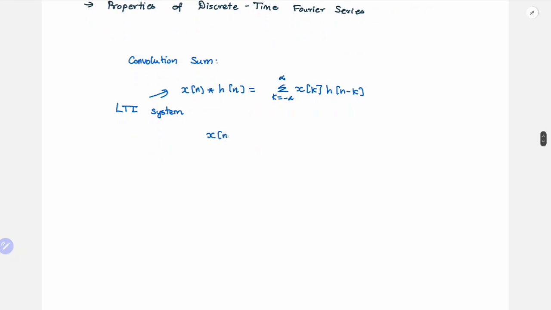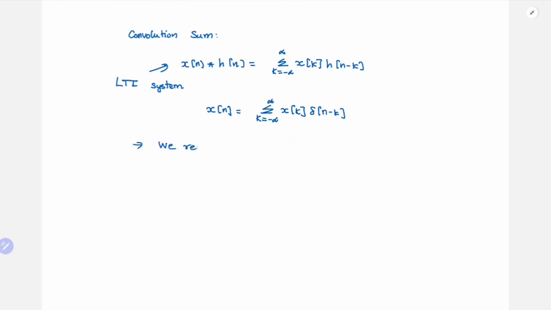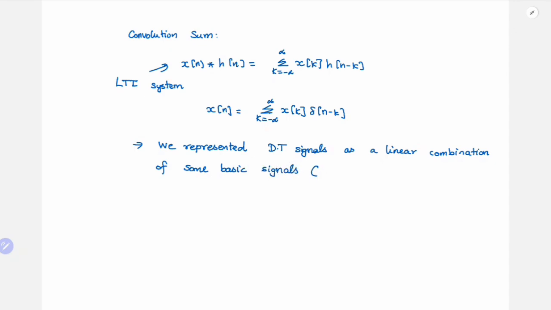So initially we represented x of n itself in the form of a sum of weighted shifted impulses, right? So x of k delta of n minus k. So we represented discrete time signals as a linear combination of some basic signals, which here is the delta function, right? Delta of n minus k here.